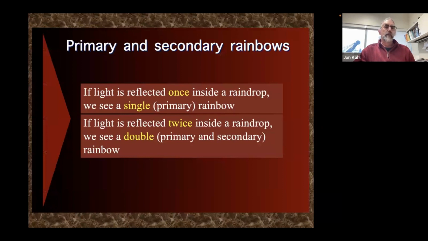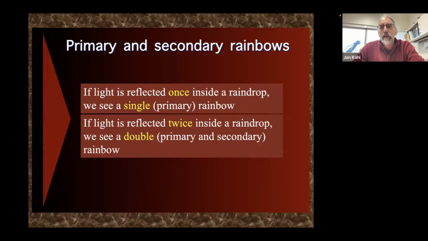Okay, and I'm going to show you some pretty pictures of rainbows in a minute, but some more background here. If light gets reflected more than once inside a raindrop, then you get more than one rainbow. So if light is reflected once, you get a single rainbow. That's called a primary. If it's reflected twice, you get a double rainbow.